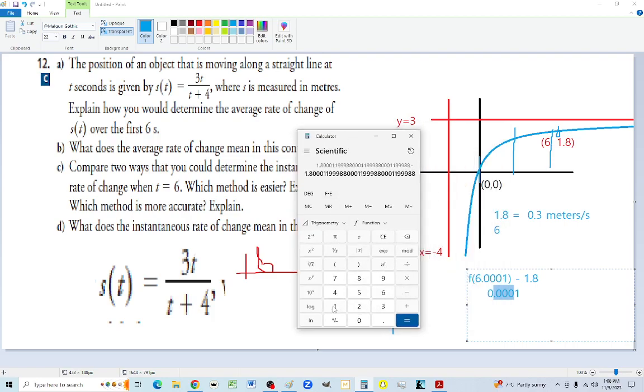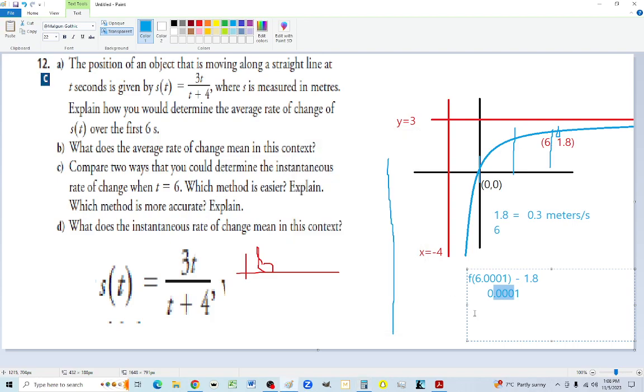Now we're going to subtract the 1.8. And now I'm going to divide it by my h, 0.0001. And I get this as my instantaneous rate of change. And of course, the units are still meters per second. That means at that very moment, that object is moving much slower than the average rate of change, which was 0.3 meters per second. It's moving 0.119 meters per second.